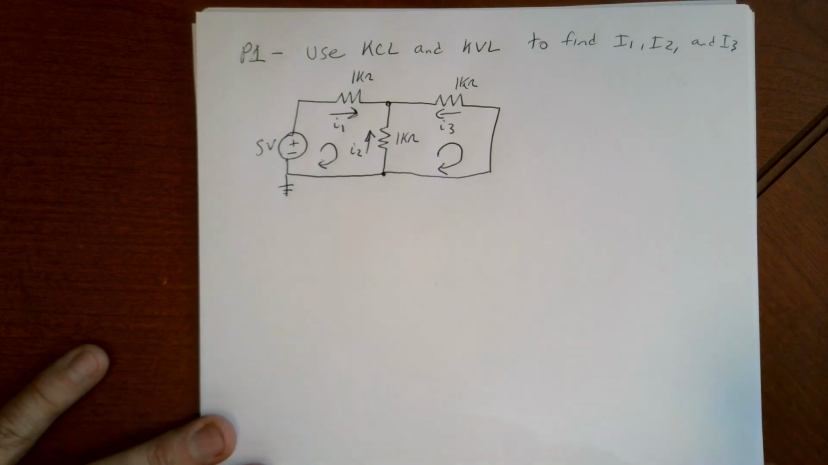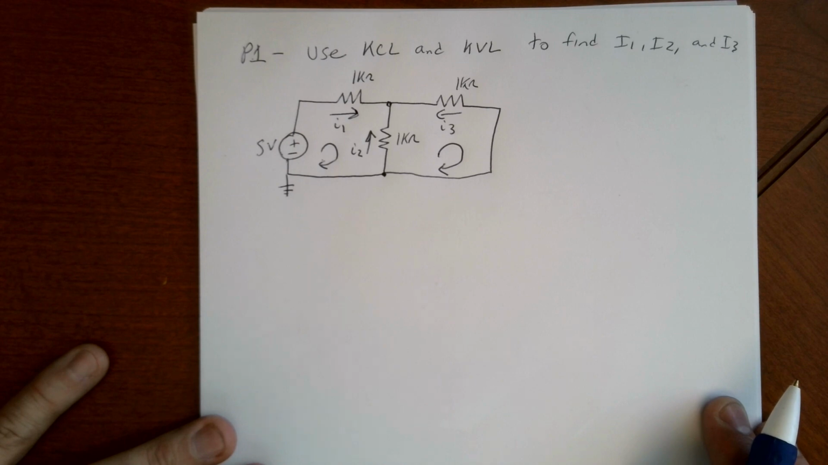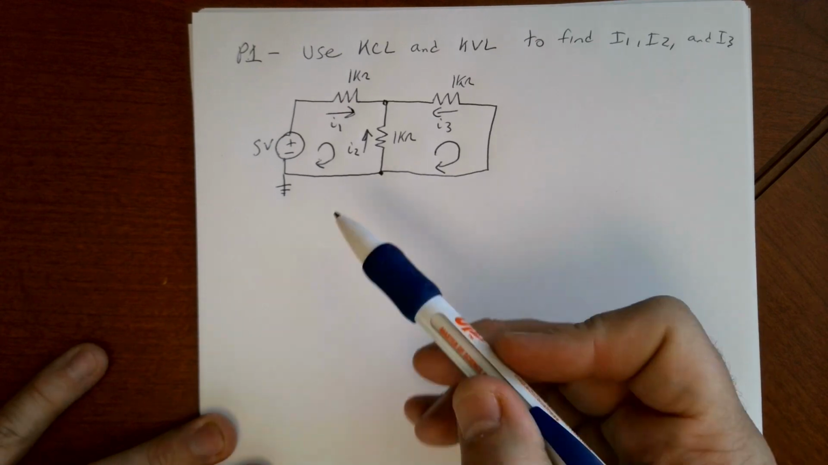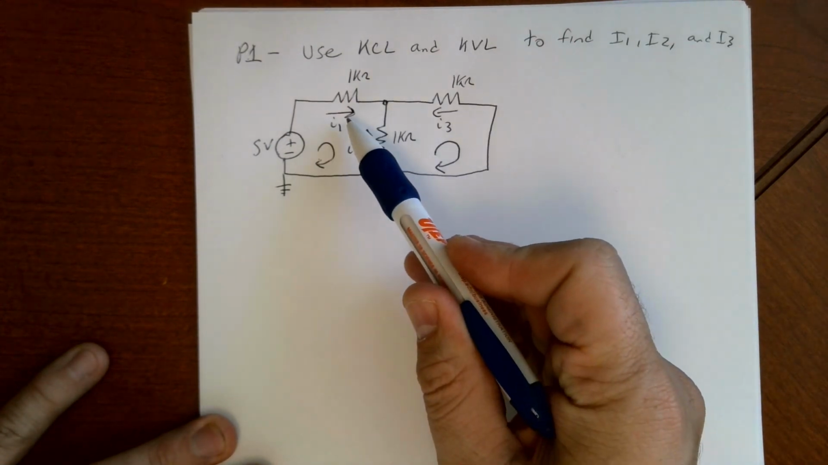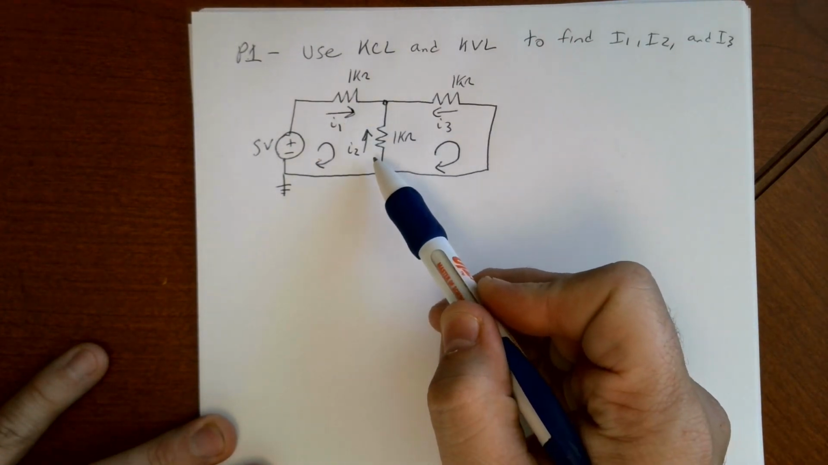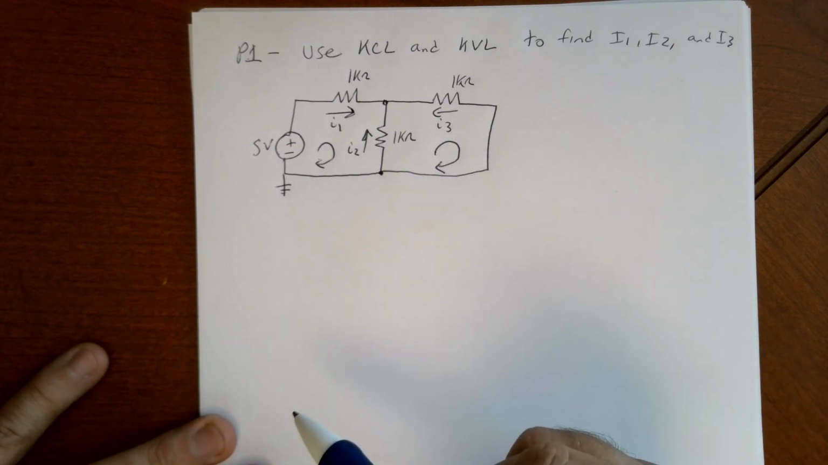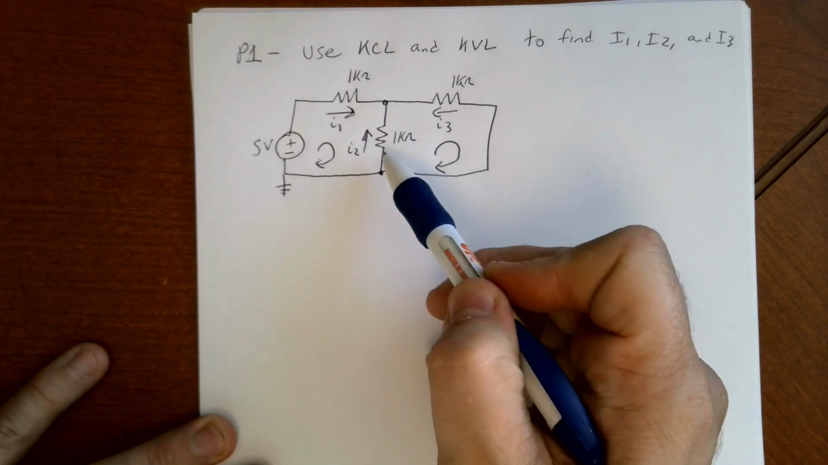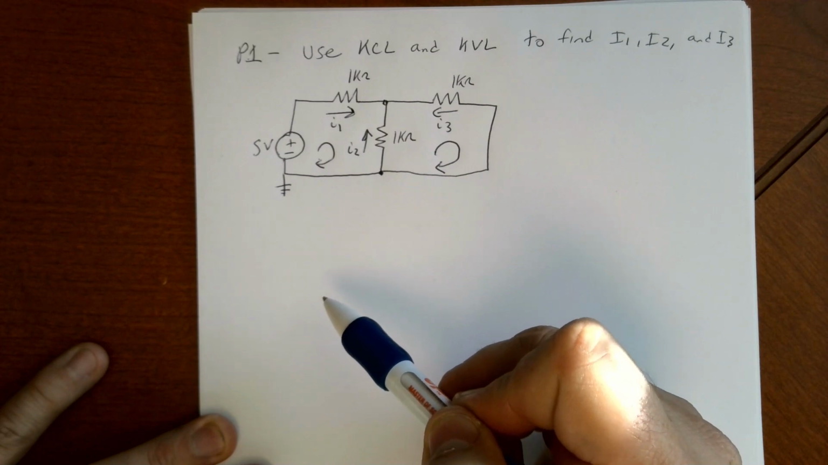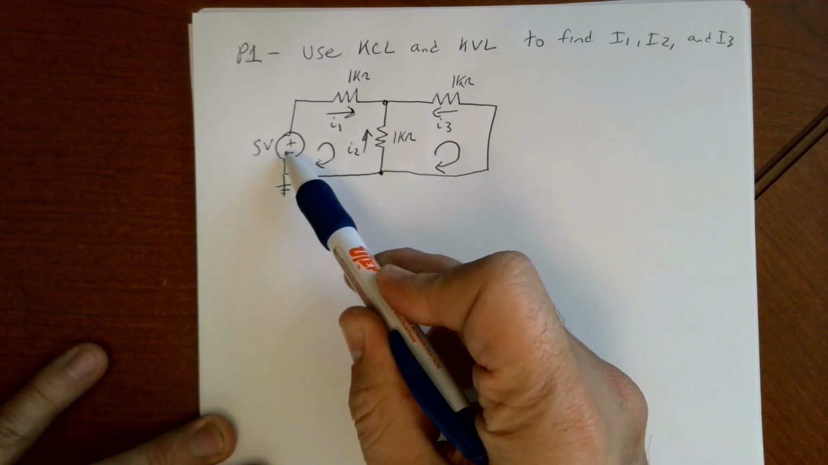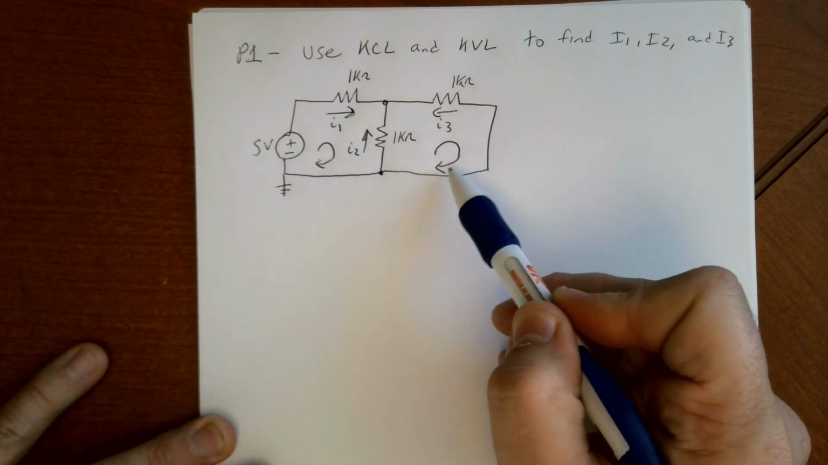As you see, the problem asks to use KCL and KVL to find the currents I1, I2, and I3. What we've been given is a direction for I1, a direction for I2, and a direction for I3. We have 3 resistors, each of 1 kilo ohm. We have a 5-volt source, and they've already given us some loops.